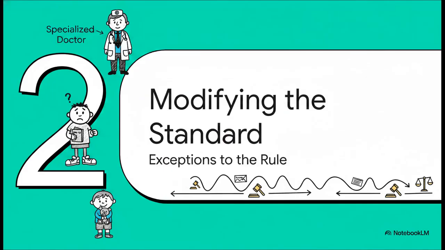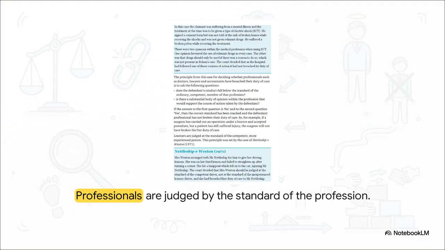Which brings us to area 2, modifying the standard, and when those rules actually change for certain people. Because what happens if our defendant isn't just an ordinary commuter, but a highly trained doctor, a total beginner, or literally a child? Let's look at professionals first, using the really famous 1957 Bolam case. Here, a patient undergoing electroconvulsive therapy suffered a broken pelvis, and the whole dispute was about whether relaxant drugs should have been used.